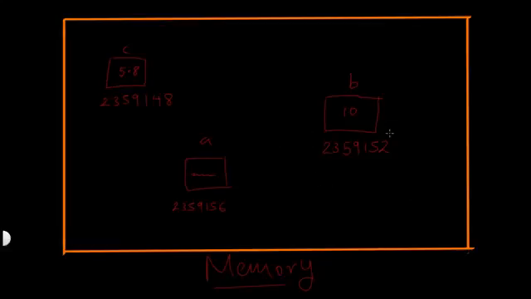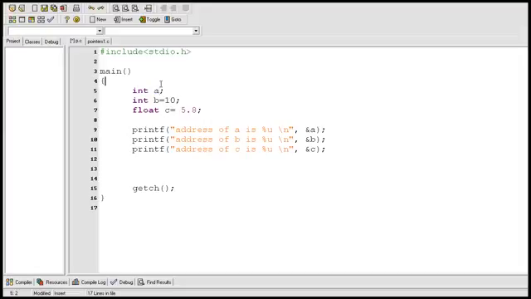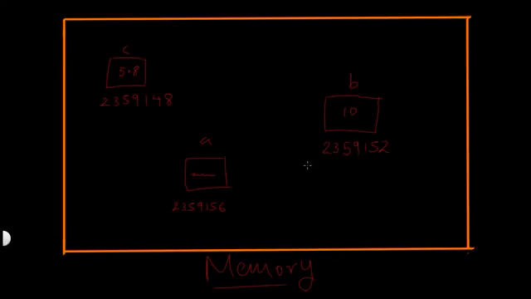Now let's say this memory location is allocated to variable b and the address of b is this. This memory location is allocated to c and the address of c is this. This memory location contains a garbage value because a is not assigned any value. This memory location contains 10 and this memory location, which is c, contains 5.8. Data in memory is not actually stored in this manner. The value of c will not be stored like 5.8. It will be stored in binary form, in the form of zeros and ones.